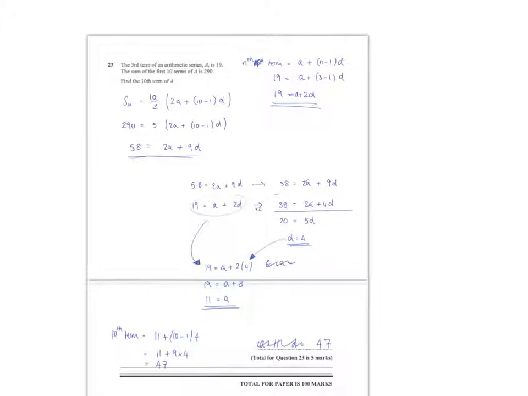Arithmetic sequences and series come with two formulas, one on the formula sheet, so the sum to n terms is n over 2 brackets 2a plus n minus 1 d, where my letters represent: n is the number of terms, that's the letter n. a is the first value, the start value, and d is the common difference.